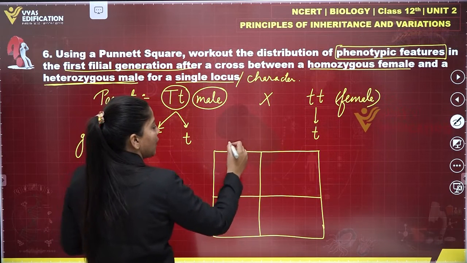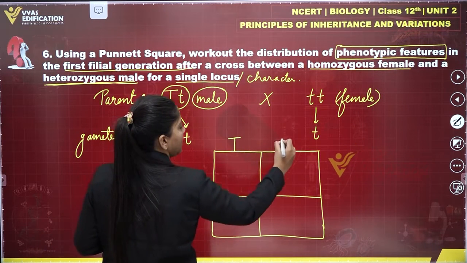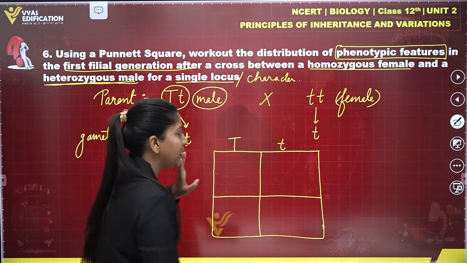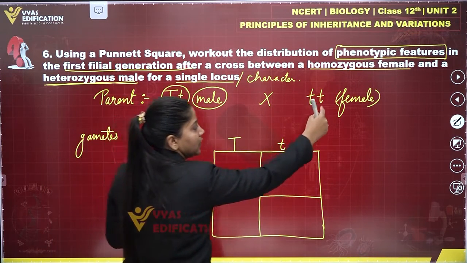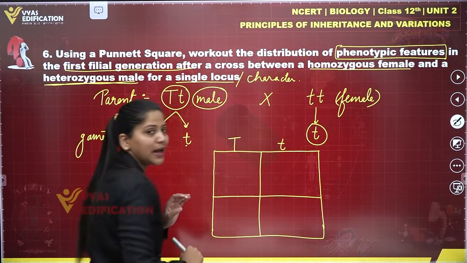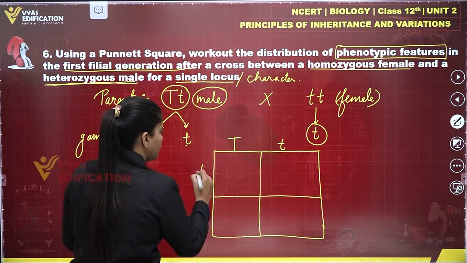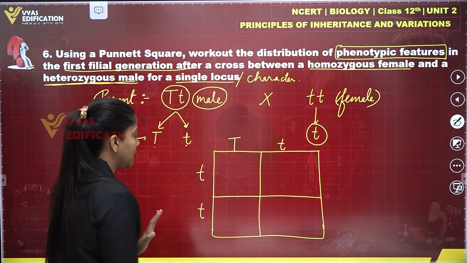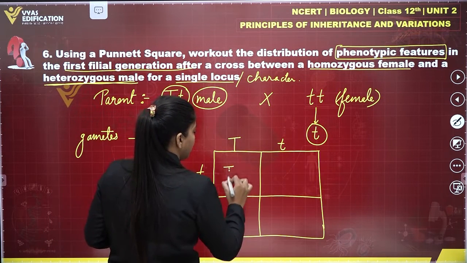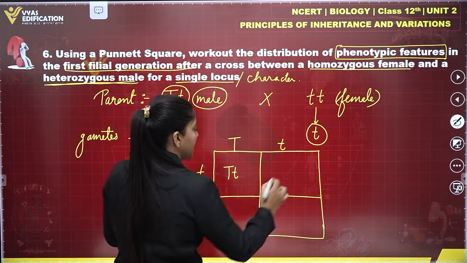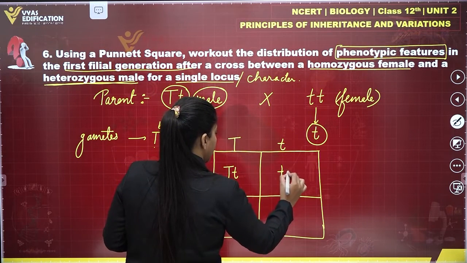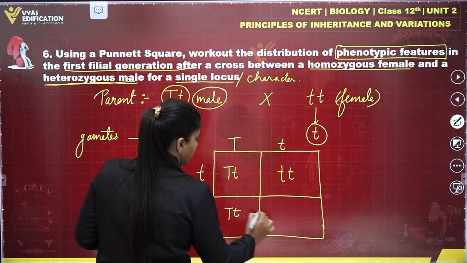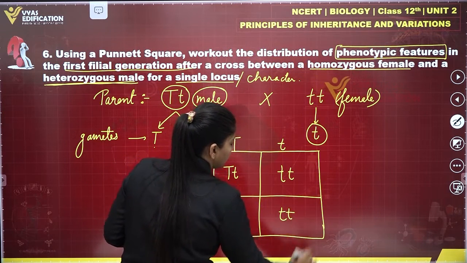On this side, we are going to write the gametes of the male, capital T and small t. Now we know that the female is going to produce only one type of gamete, so we write the female's gametes over here. Now we are crossing them, matching them. So here we obtain capital T small t, here small t small t, here capital T small t, and here also small t small t.